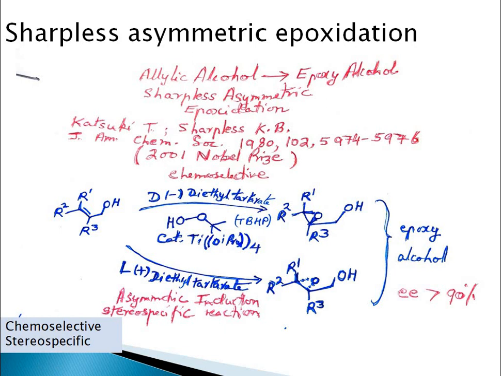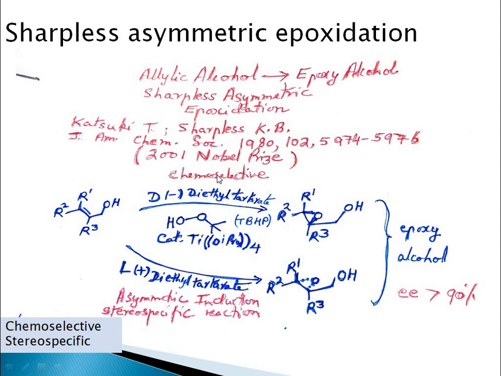Now let's move on to another very important reaction, and this important name reaction is Sharpless Asymmetric Epoxidation, whereby allylic alcohols are converted into epoxy alcohols. And why this is important is because these epoxy alcohols are very reactive and they can be changed into a number of very useful products by way of pharmacy, by way of bioactive molecules, or other products which are used for further synthesis. For this, Katsuki and KB Sharpless published this in the Journal of the American Chemical Society in the year 1985, and for this he was awarded the Nobel Prize in 2001.